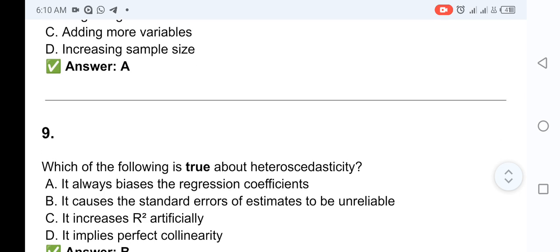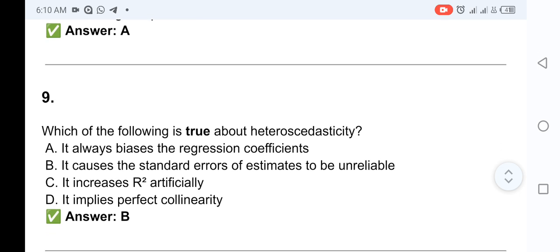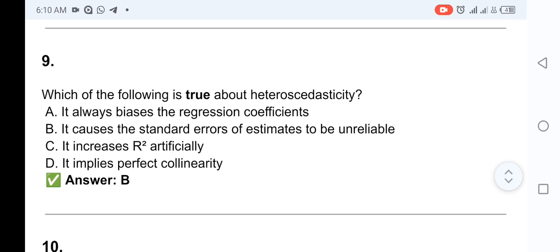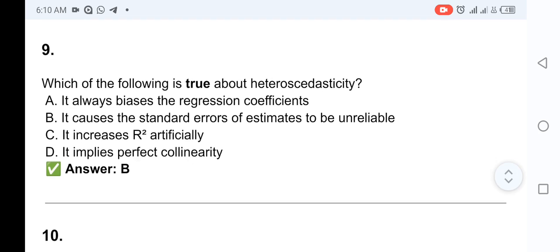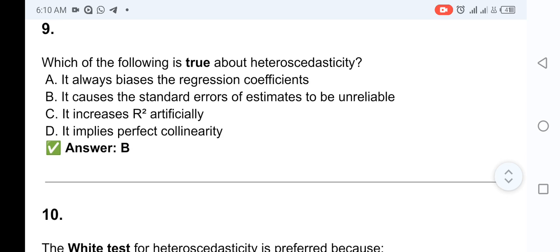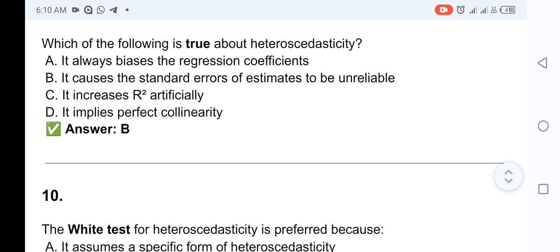9. Which of the following is true about heteroscedasticity? A. It always biases the regression coefficients, B. It causes the standard errors of estimates to be unreliable, C. It increases R² artificially, D. It implies perfect collinearity. Answer B.